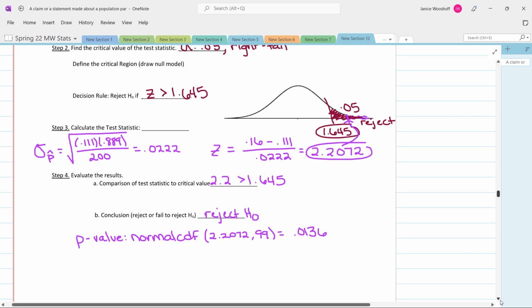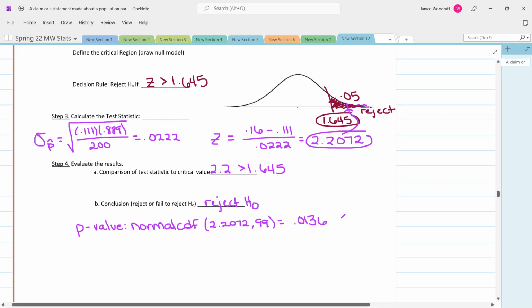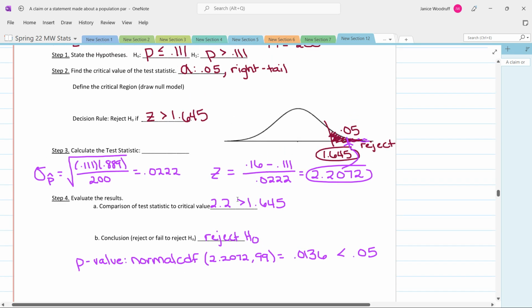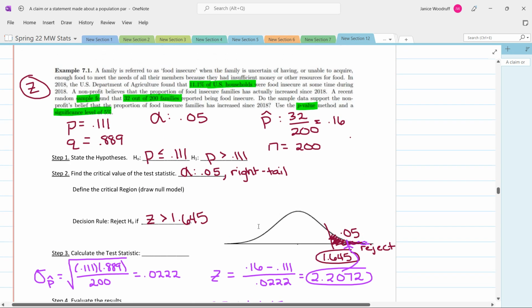Okay, so we get a p-value of 0.0136, which is less than 0.05. So again, we say reject the null, reject the hypothesis that 11.1% of U.S. households are food insecure, less than or equal to, it is likely that more of them are.